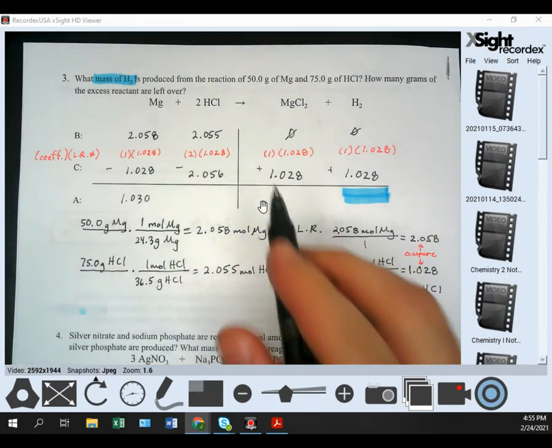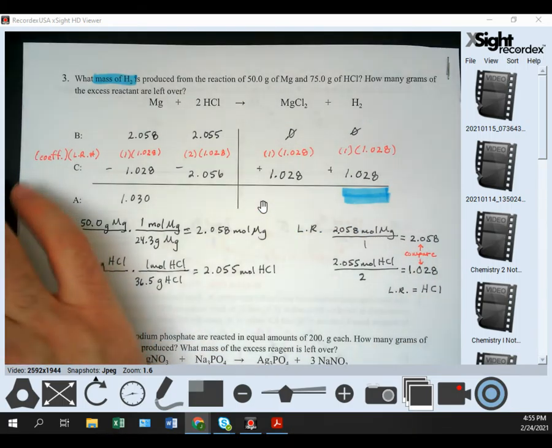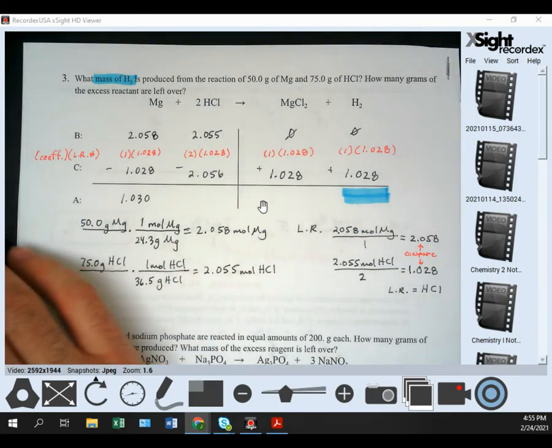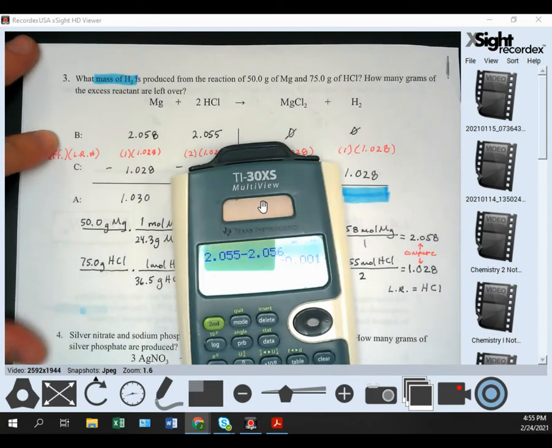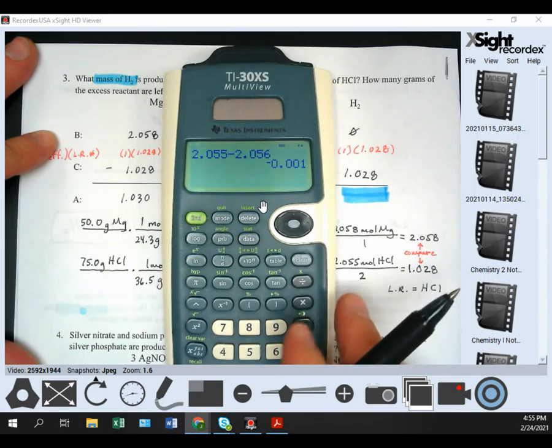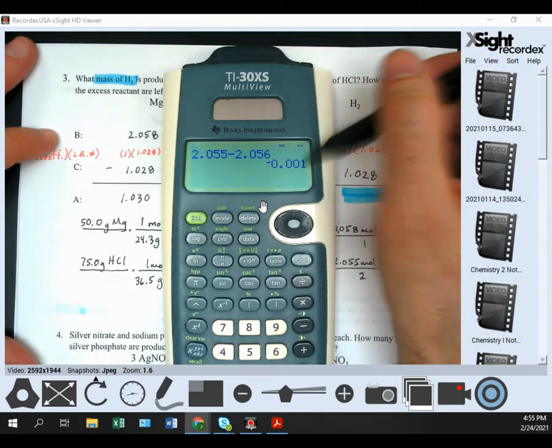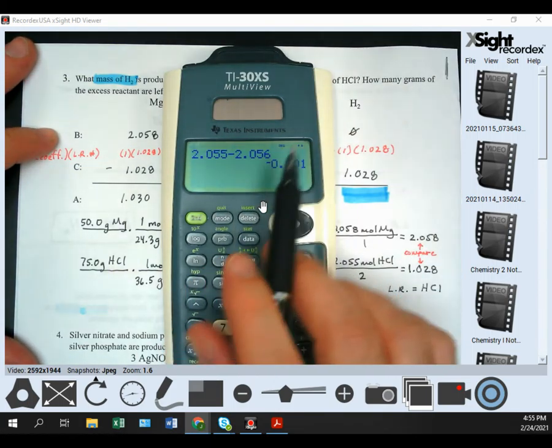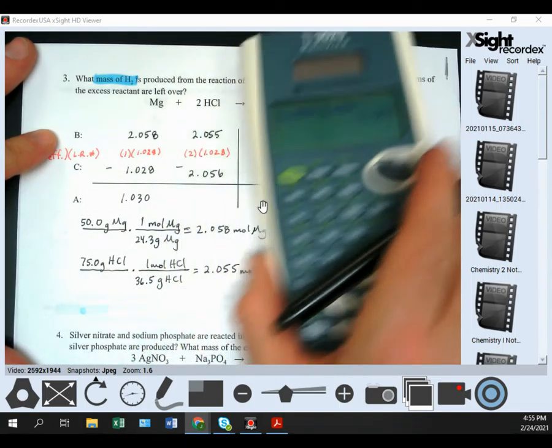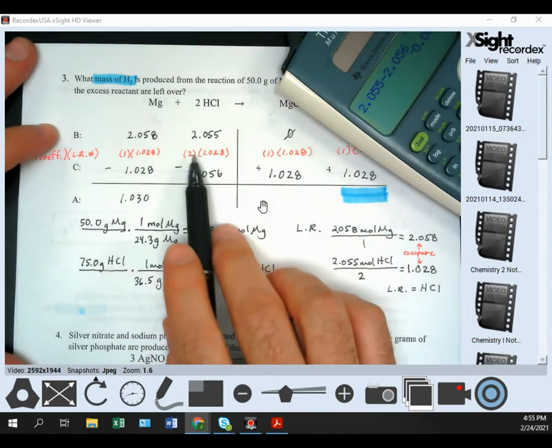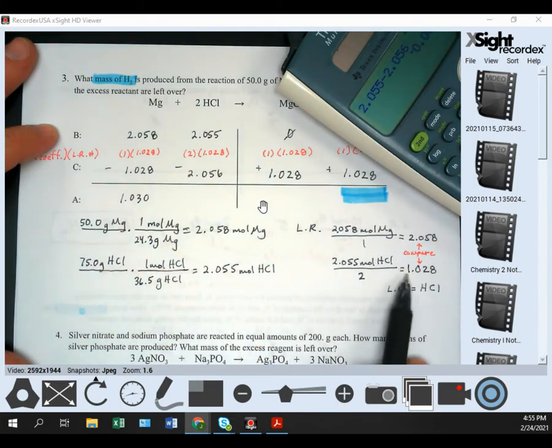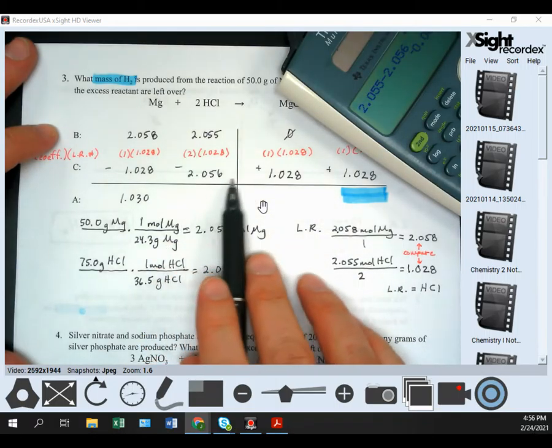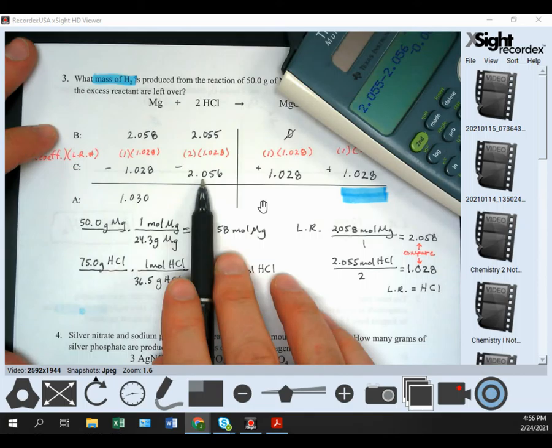Now, if we subtracted this, this is what you would see on your calculator: negative 0.001. That's just because of rounding. If you look, 2 times the limiting reactant number should just undo this, so it really is like 2.055. If you put 2.056 in there, that's fine.